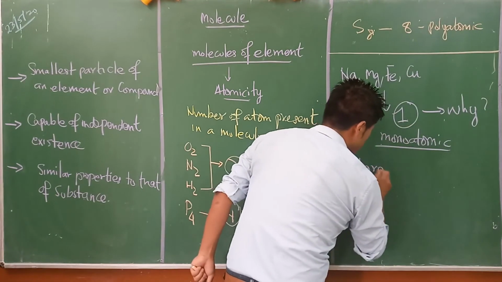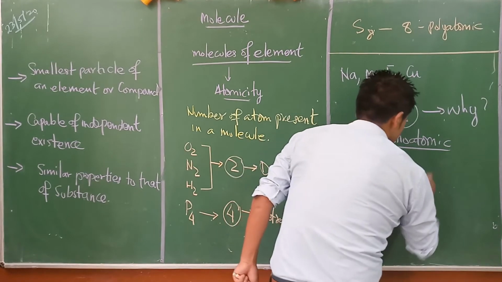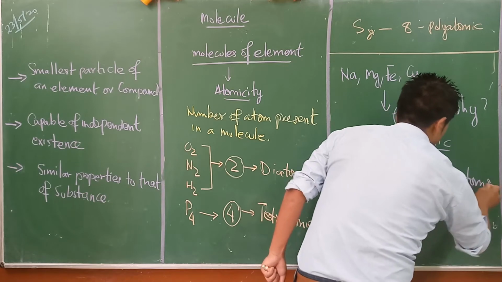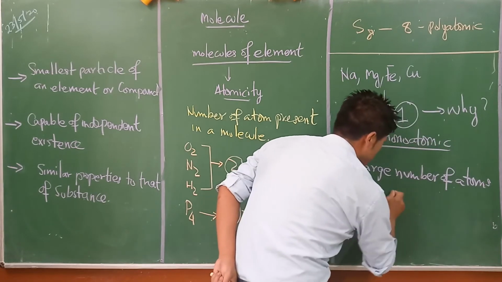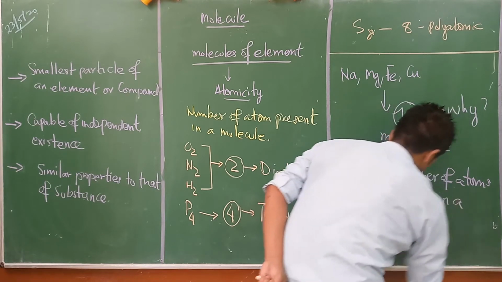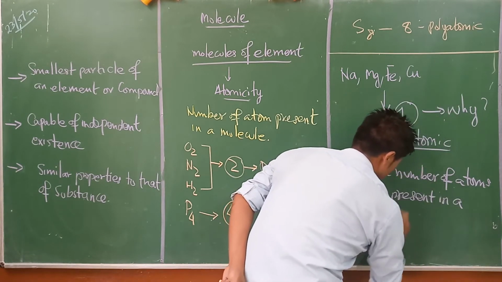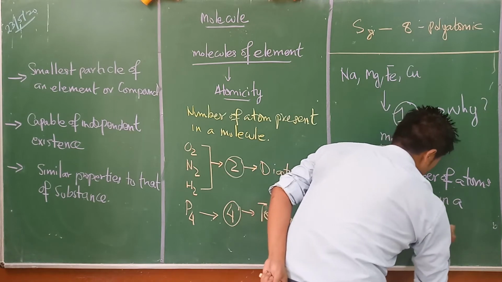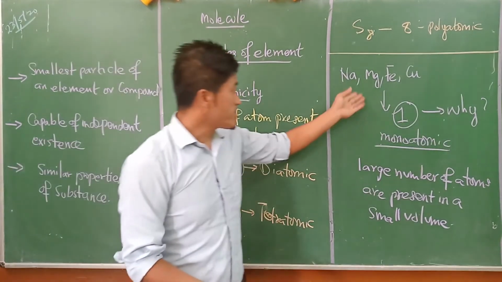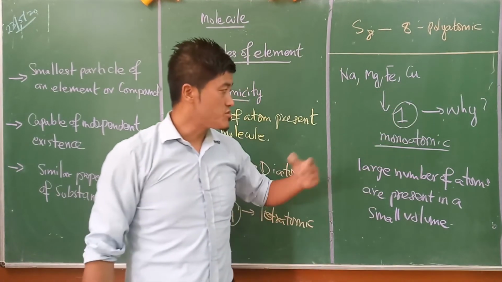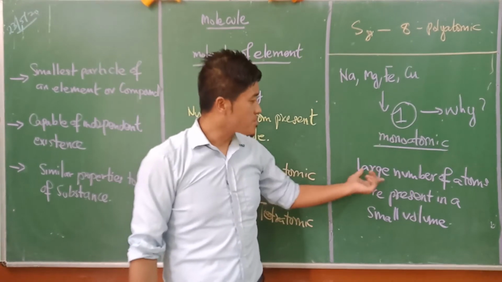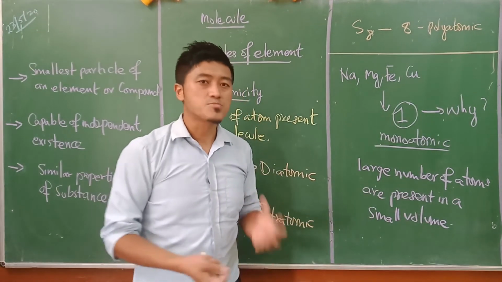I'll write here, large number are present in a small volume. Okay, is that clear? So, in sodium, magnesium, iron, and copper, we refer to that as monoatomic nature. Why? Because a large number of atoms are present together in a small volume.